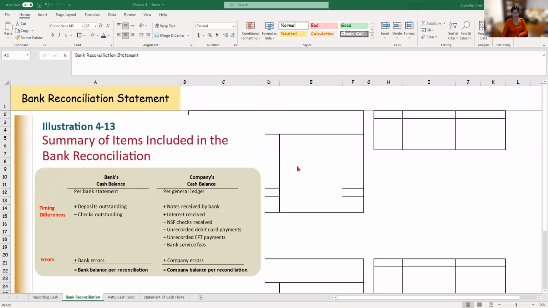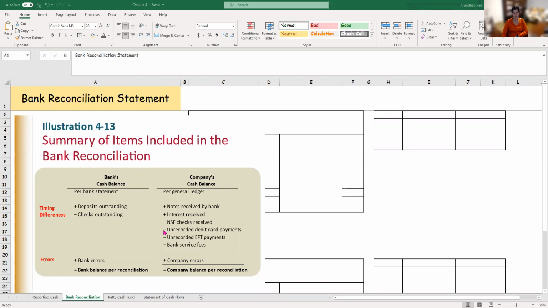Hello and welcome to another video on cash and cash controls. In this video, we're going to work on two exercises dealing with bank reconciliation statements. Before we do that, let's go through a quick overview of what is involved in preparing a bank reconciliation statement.